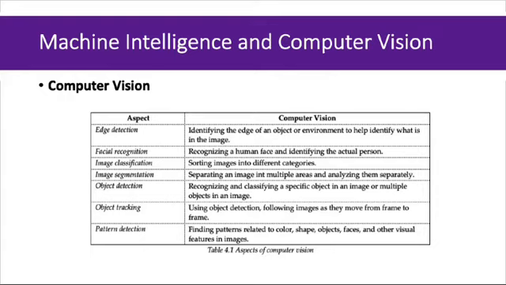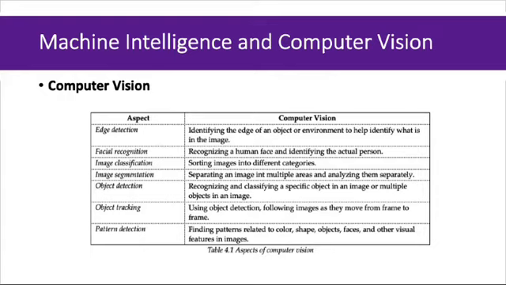Here we can see that edge detection involves identifying the edge of an object or environment to help identify what is in the image. Facial recognition includes recognizing a human face and identifying the actual person. Image classification involves sorting images into different categories. Image segmentation looks at separating an image into multiple areas and analyzing them separately.